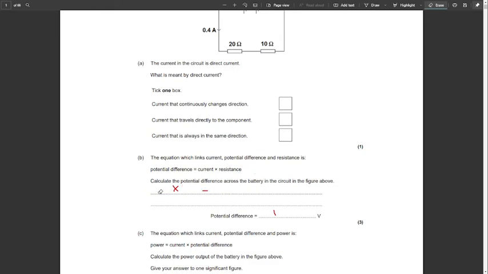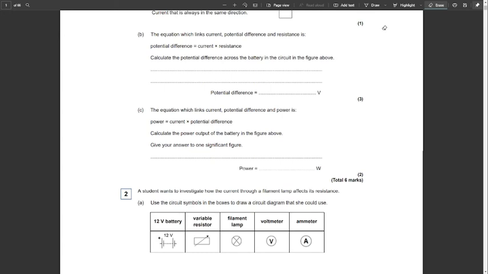Right, let's take a look at another physics question. This is another one. As you can see in this example, it's only worth 2 marks, and we've once again been given an equation. Calculate the power output of the battery in the figure above. Give your answer to one significant figure. That means that your answer is going to be more than one significant figure, but you are going to need to simplify it. That's probably where this second mark comes in.